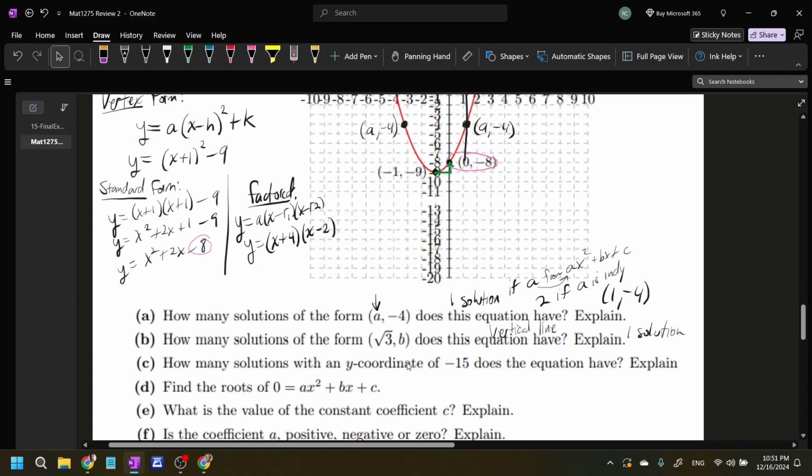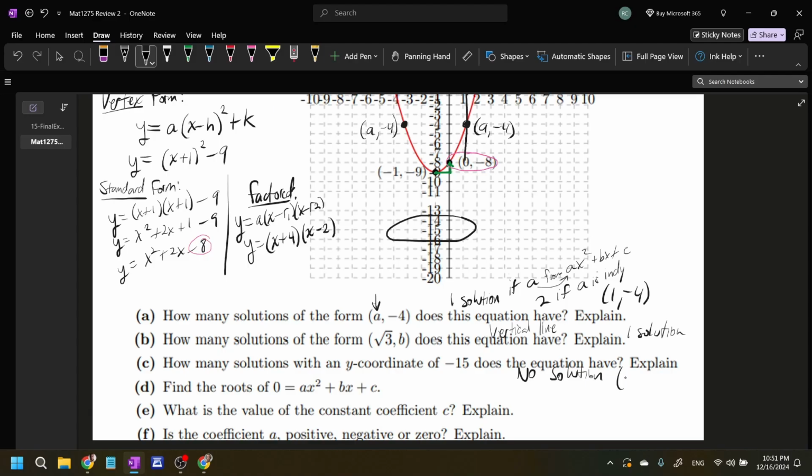How many solutions of the y coordinate of -15 does the equation have? Well, the graph never reaches -15. So this is going to be no solution. Explain? Well, because our graph never reaches. It never goes that low.